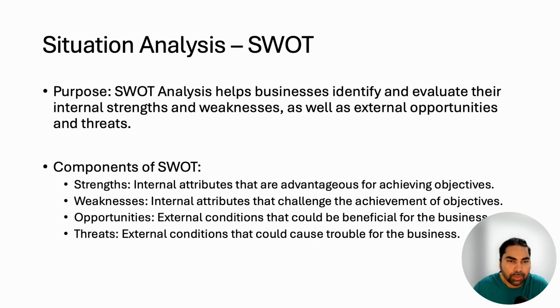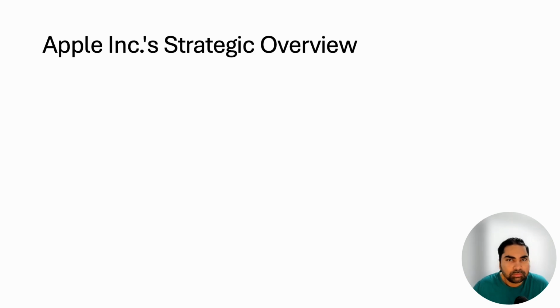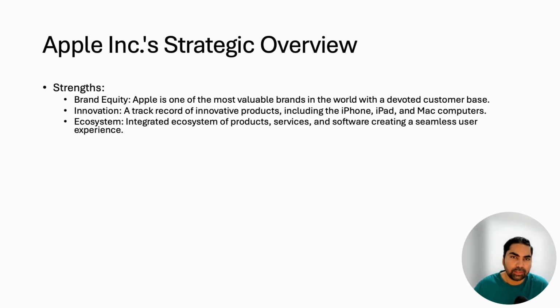So for instance, I'll just give you an example of Apple's strategic overview right now. So what are their strengths? Their strength right now is their brand equity. Consumers love Apple for the brand it is. It has a reputation with its customer base. It can be forgiven for some mistakes that Apple makes, and they're price insensitive. So there's that. They're very innovative. They have a track record of great innovative products, and they have a good ecosystem. So those are their strengths.